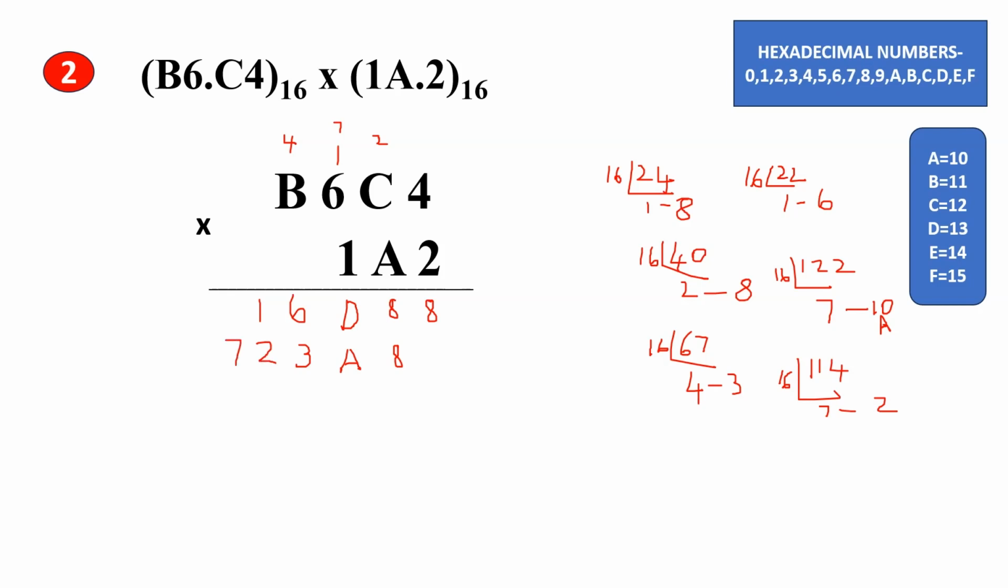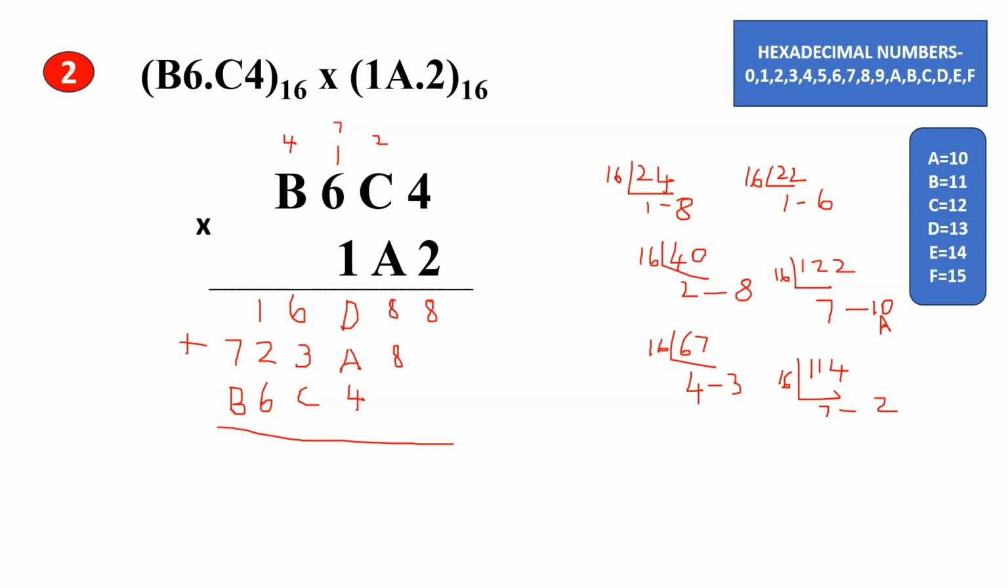Next you have to multiply 1 with this number B6C4. So 1 into 4 gives us 4. 1 into C gives C. 1 into 6 is 6. 1 into B is B. Now you have to add this.